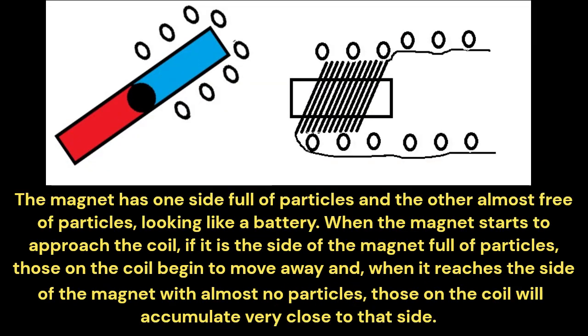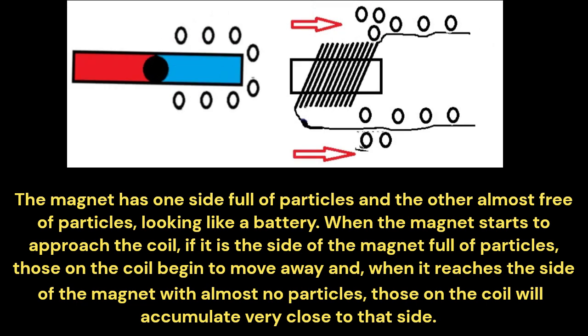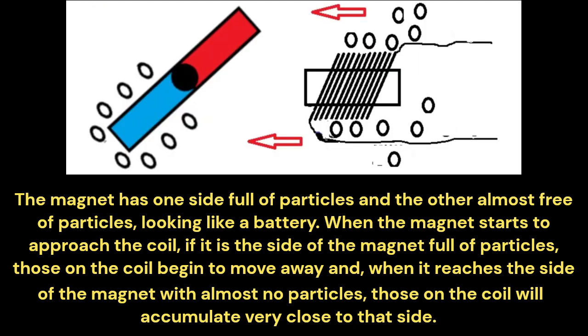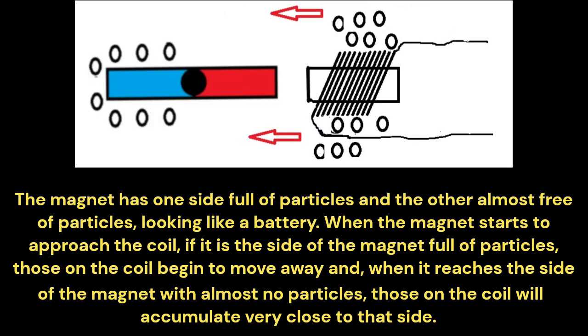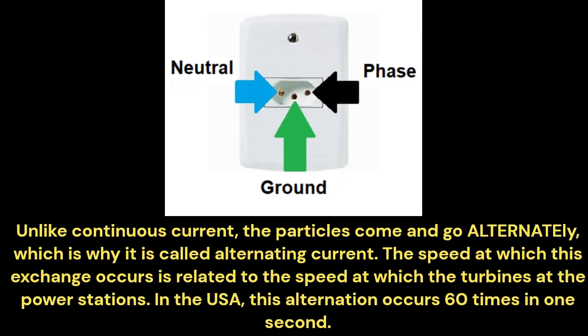The magnet has one side full of particles and the other almost free of particles, looking like a battery. When the magnet starts to approach the coil, if it is the side of the magnet full of particles, those on the coil begin to move away, and when it reaches the side of the magnet with almost no particles, those on the coil will accumulate very close to that side. In your home, at first, a current full of negative particles will appear in the socket on the phase wire, and in the second moment an almost total absence of particles. Unlike direct current, the particles come and go alternately, which is why it is called alternating current.